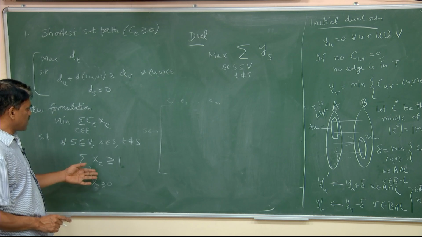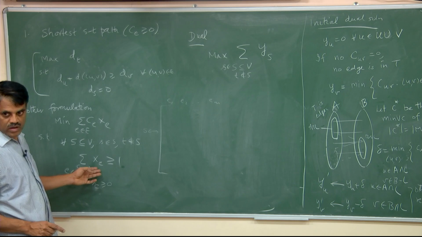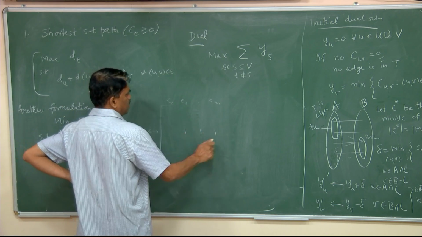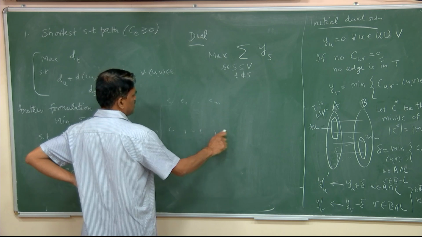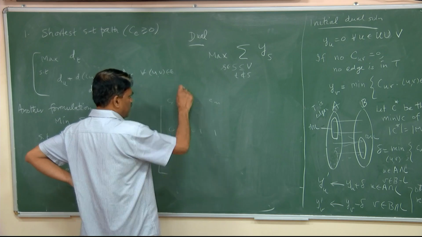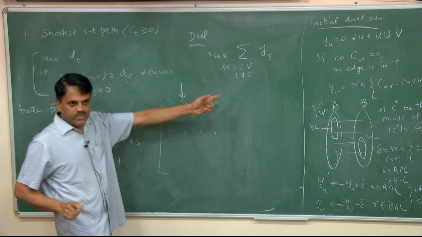All edges in the cut, I will have 1. Anything in the cut, I will have 1, and others will have 0, right? These are all the edges in the cut. So now if I look at a column that corresponds to an edge, that's what my constraint is.